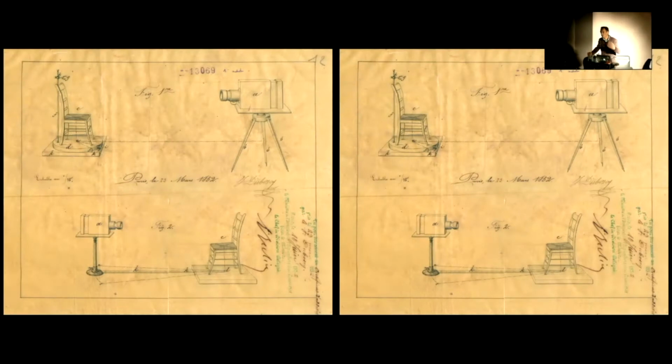The stereoscope was introduced in 1838. Photography appeared in 1840, but it didn't really catch on very quickly. And stereoscopy officially started with the 1851 exhibition in London.